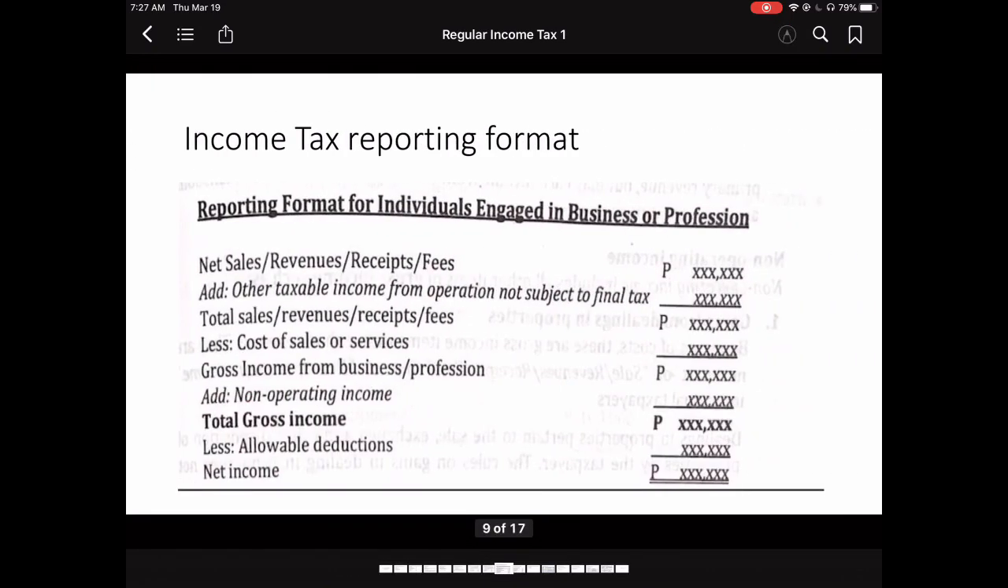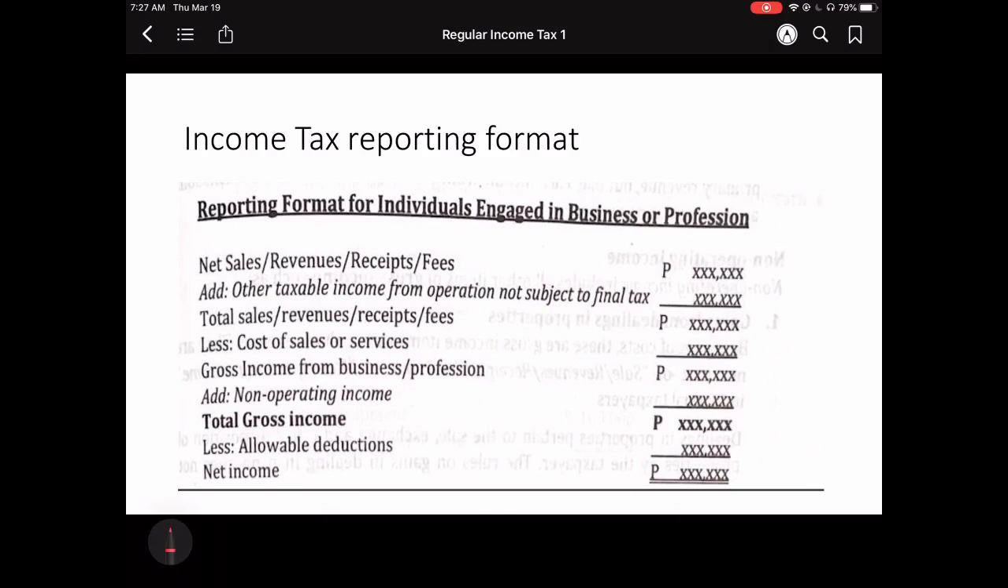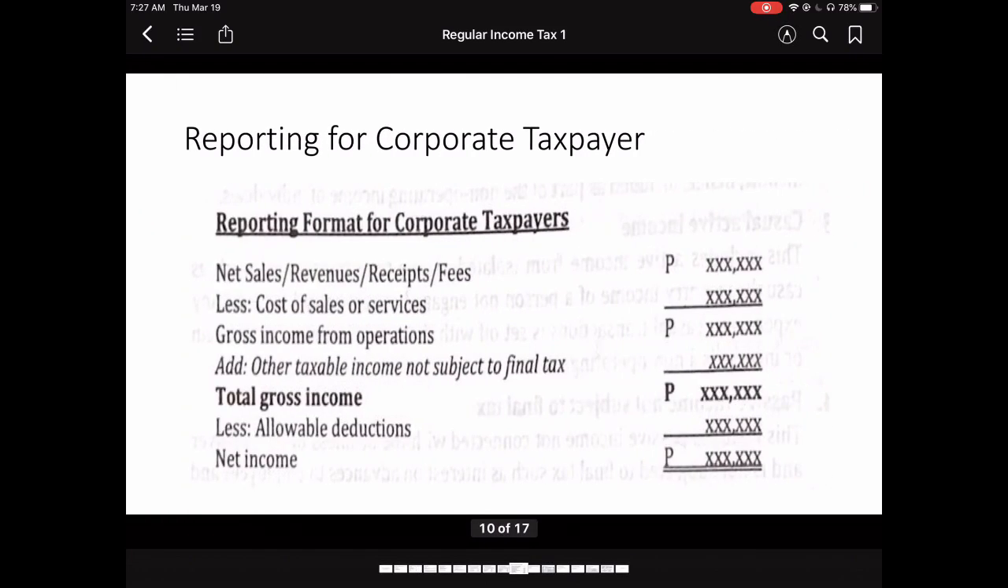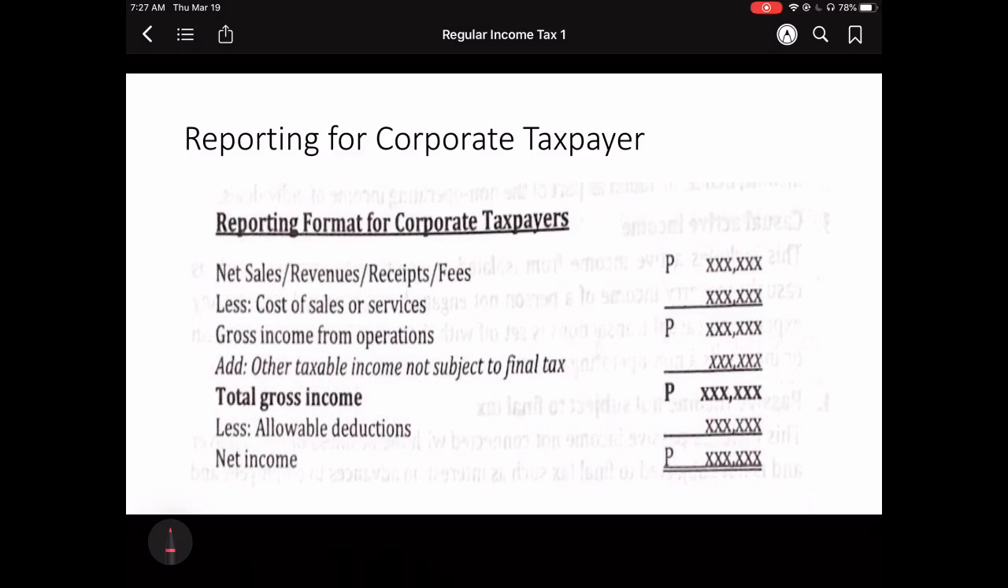Then we have the income tax reporting format for the selling or merchandising type of business or a manufacturing type of business wherein there is a need to compute the cost of sale. So we have sales minus cost of sales equals the gross income. Then we have allowable deductions and then the net income. As you have observed here, even with a corporate taxpayer, the format is still the same. We have net sales, cost of sales, then total gross income, and then allowable deductions.